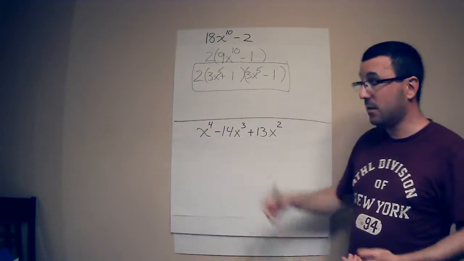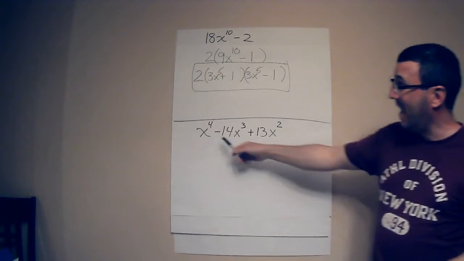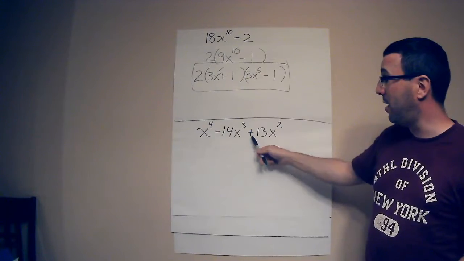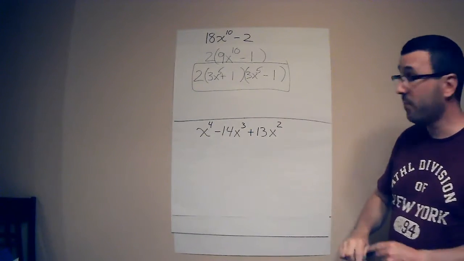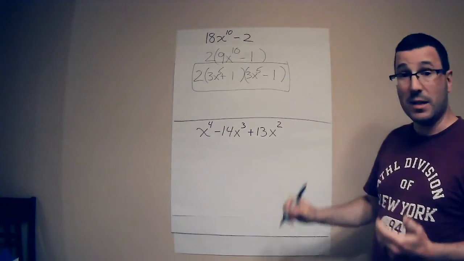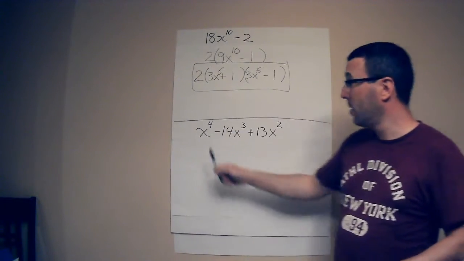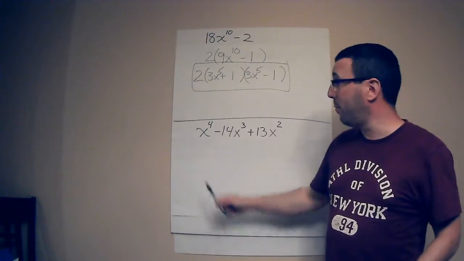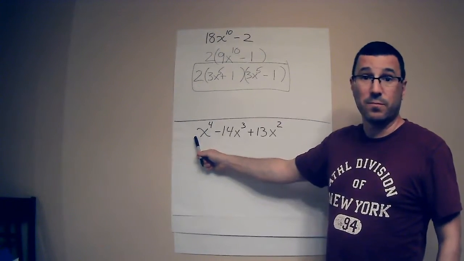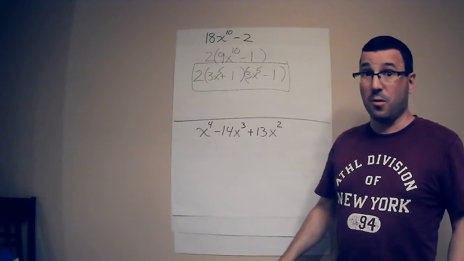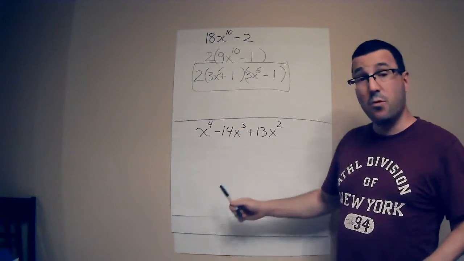Okay? Let's take a look at this one. X to the 4th minus 14x to the 3rd plus 13x squared. So when I look at this, again, my first question, is there a greatest common factor? Again, I'm always going to look first for numbers. Well, this is a 1. As soon as I see that I have a 1, I kind of know that the numbers aren't going to work. So I move now to the variables.